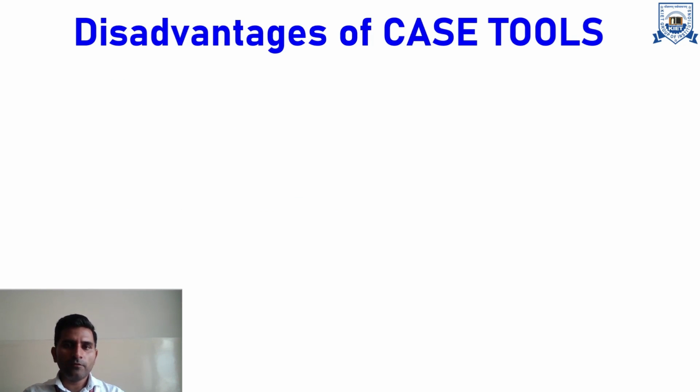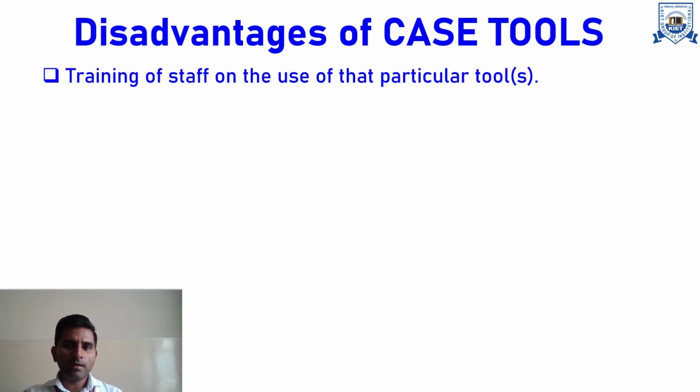Now, as we all know, if something has benefits, then definitely there will be some limitations also. So what are some limitations of CASE tools? Definitely, if some IT industry is following this CASE tools methodology, they need to train their staff on the use of those particular tools. Suppose in 2021 you are using manual tasks in the software development process, and afterwards your IT industry wants to use CASE tools for automation. Then definitely the staff of your IT industry has to be trained on the working of this automated tool.